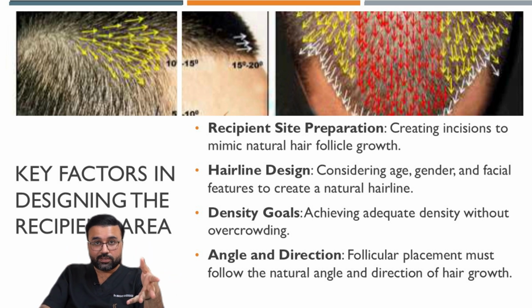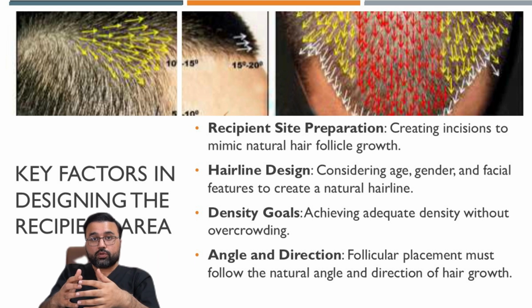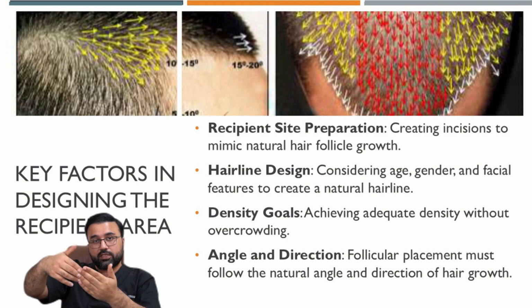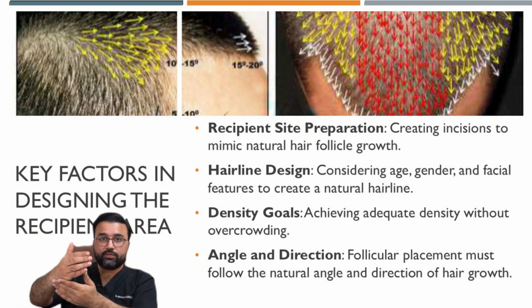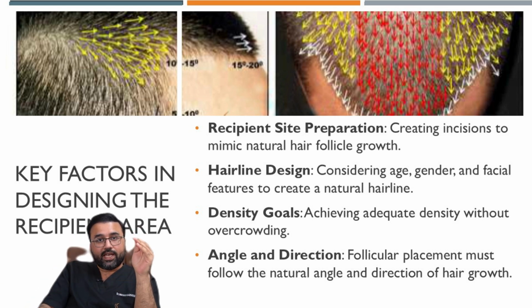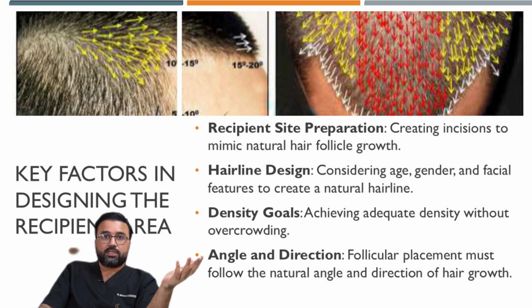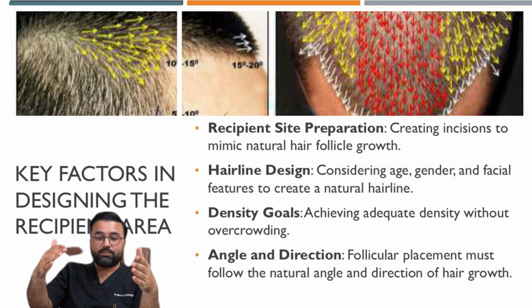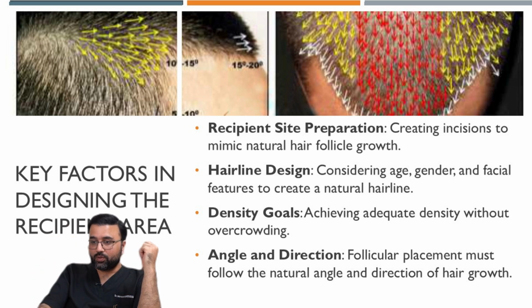The density goals, achieving adequate density without overcrowding, is very important. Then angle and direction. Not only the angle but also the direction of the hair, whether it is going towards the right side, towards the left side, or directly straight. So you need to see the existing template. If the existing template is not available, the canvas calls you to make the natural hairs. So in these cases, this picture is very important.